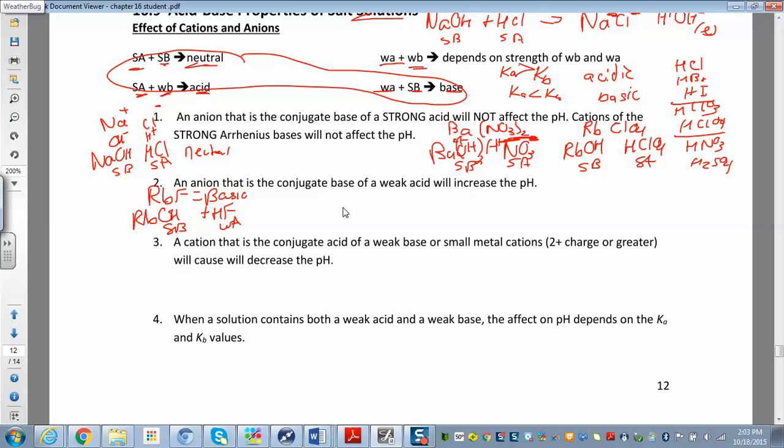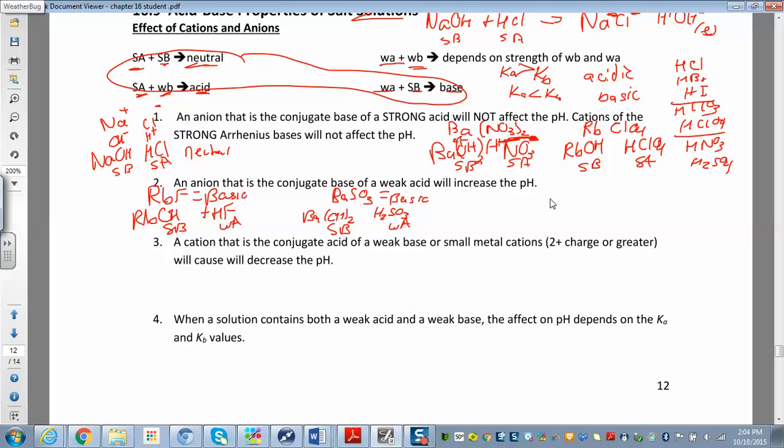We'll do some more. Here we have BaSO3. So I'm going to split that up into Ba(OH)2 and H2SO3. This is a weak acid. This is a strong base, so this is also going to be basic. Turns out everything that I write in this row here is going to be basic.